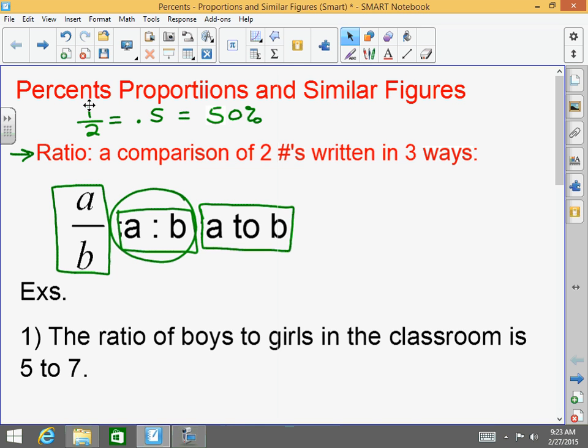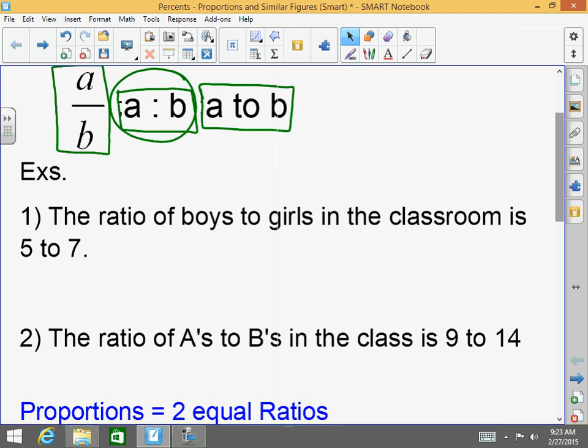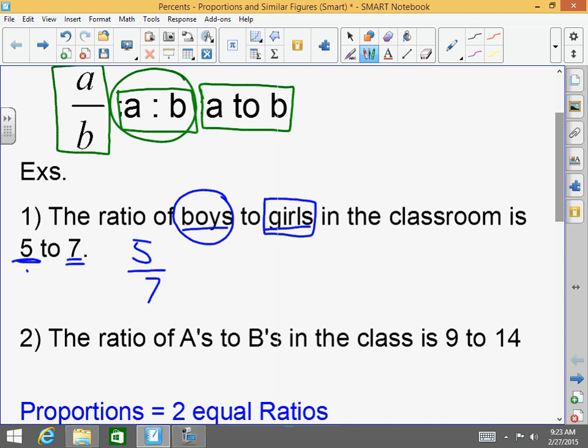Let me explain what that means. For example, the ratio of boys to girls in the classroom is 5 to 7. Although we're talking about boys and girls, which are two different genders, they are still the same unit of a human being, correct? So that's why we can write a ratio of that. Since I mentioned boys first and 5 first, 5 relates to boys. Since I mentioned girls second and I have the number 7 second, 7 relates to girls.